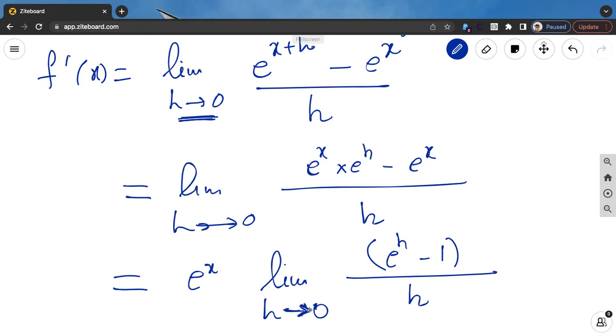And what happens to this expression when h is very, very small? I want to understand this. Then only I will know what the derivative is. So let me use my calculator a little bit. So what is the expression I want? e raised to h minus 1 upon h when h is very, very small.